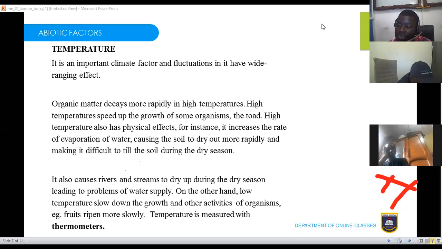Temperatures are low, and so the body is not using up the water that is in the body to control temperature. So there's so much water left for the body, and it must be gotten rid of. Now, the instrument used to measure temperature is called a thermometer. There's no doubt about that.